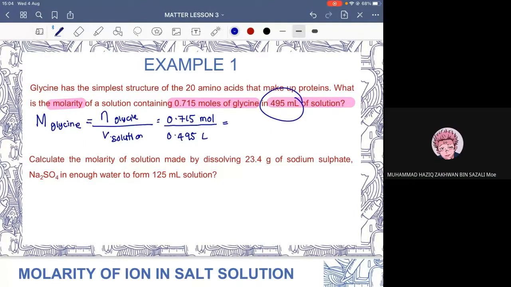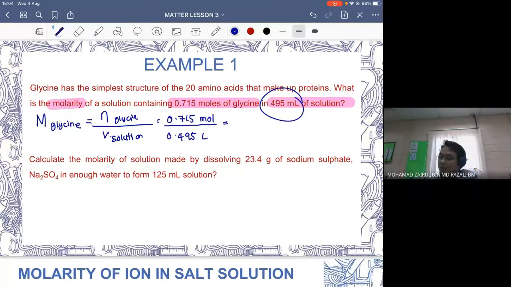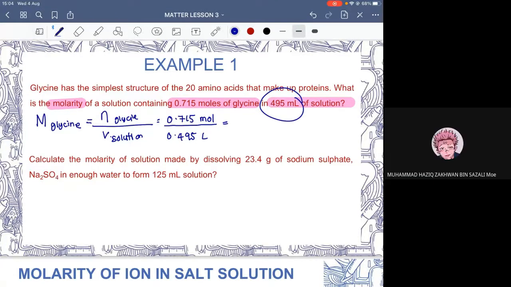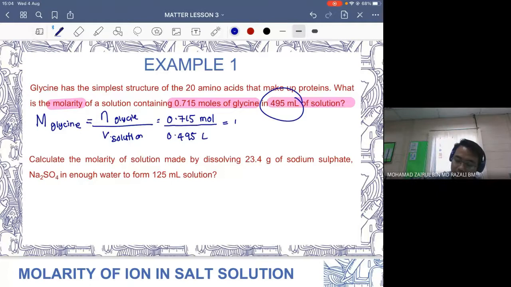So kalau awak kira, awak dapat berapa? 1.44 mole per liter. Okay, 1.44 mole per liter. Okay, ni saya rasa semua orang dah tahu kot.